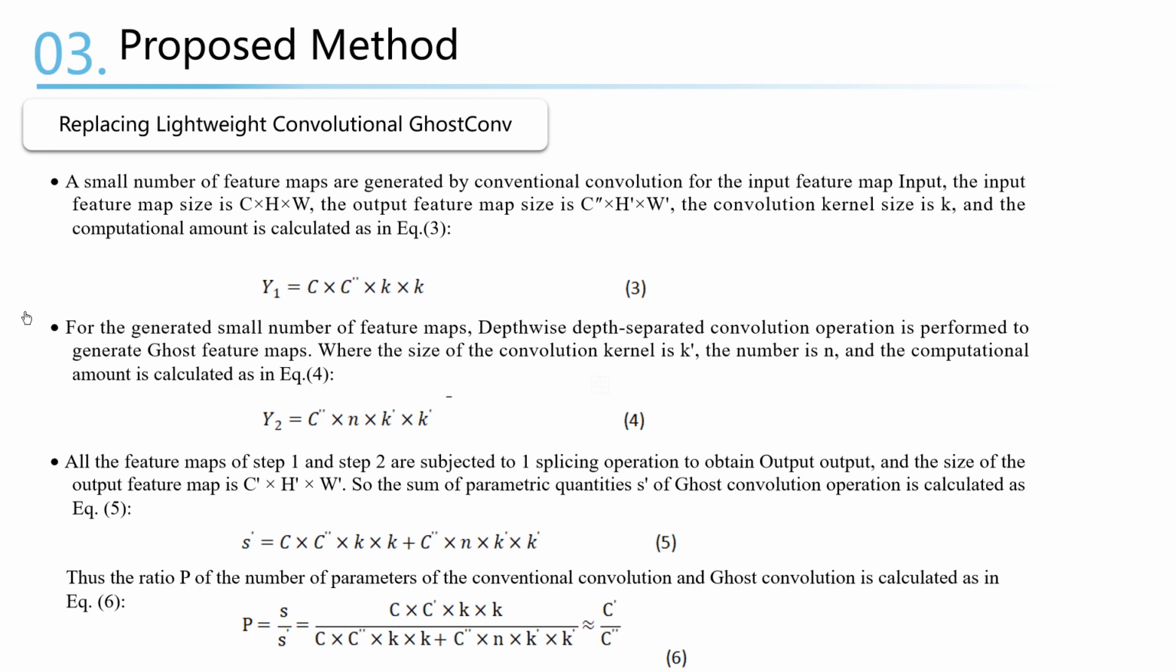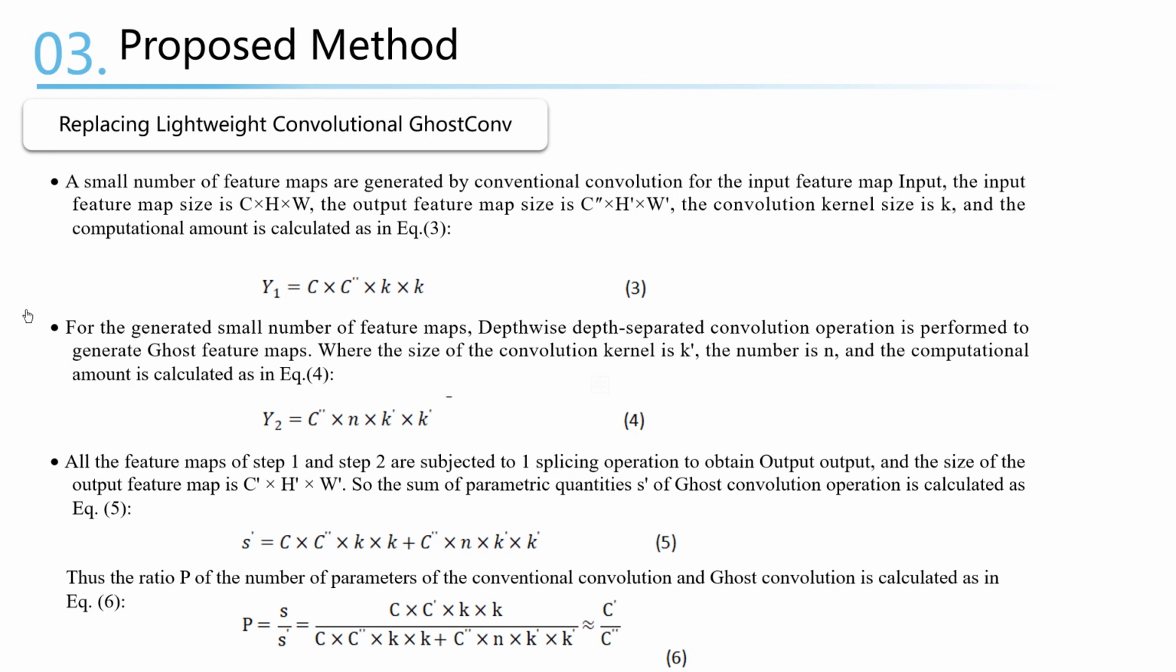Replacing with lightweight convolutional GhostConv. A small number of feature maps are generated by convolution for the input feature map. The input feature map size is C×h×w. The output feature map size is C×h×w. The convolution kernel size is k, and the computational amount is calculated as n equals 3.